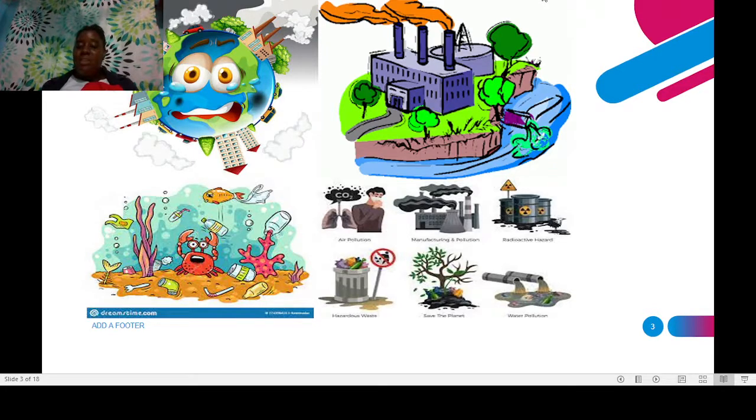Now, does everyone see pollution occurring in all these pictures? So you agree with Erica that there is pollution occurring in all these pictures. Very good. So that would have derived our topic for today. Our topic for today is pollution. So we will be looking at pollution.